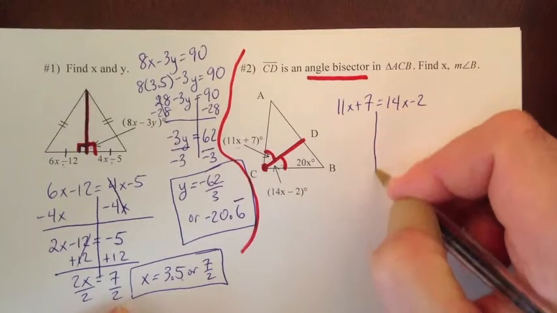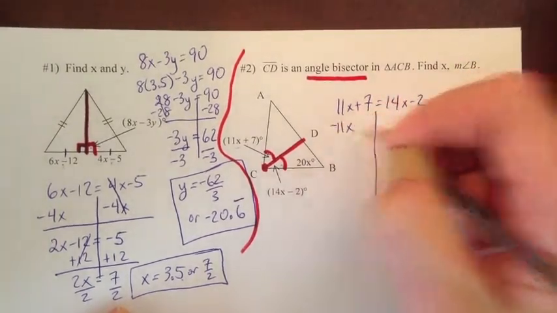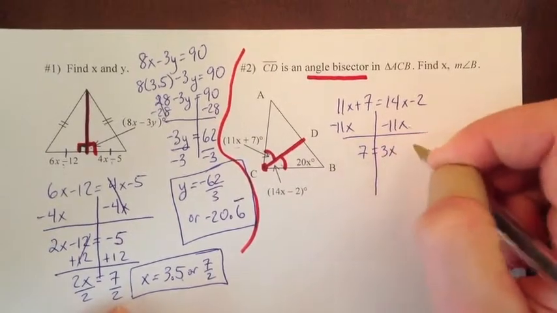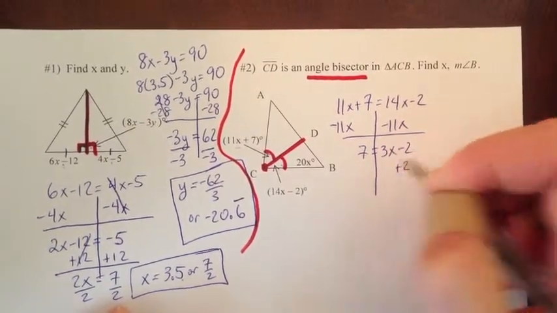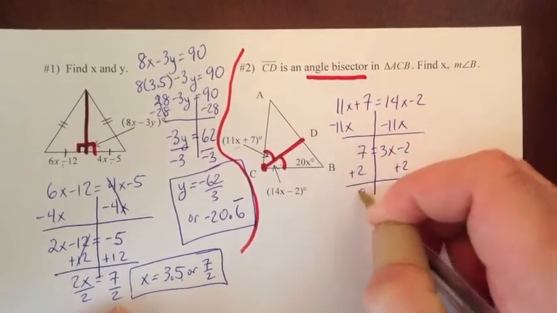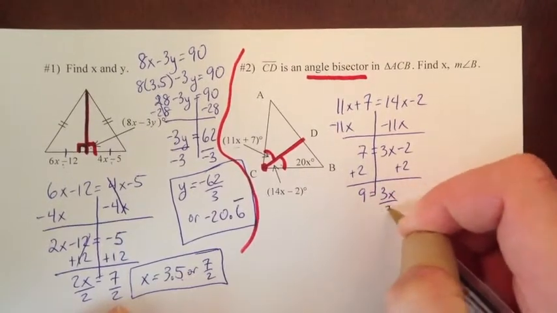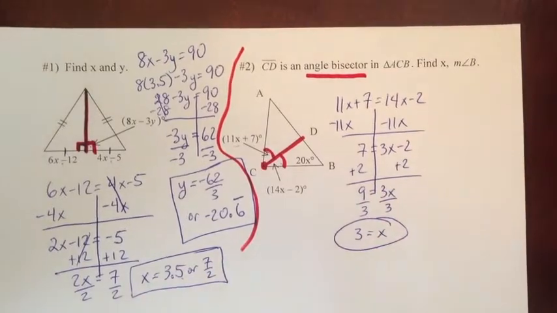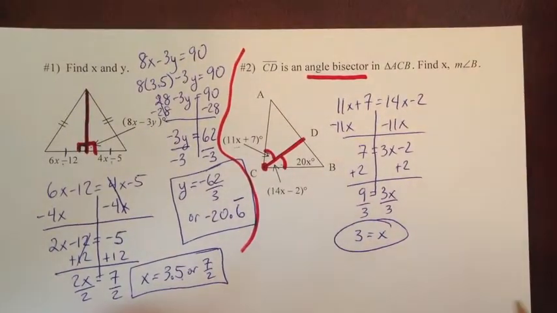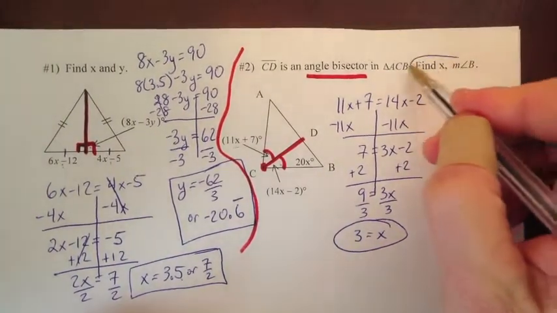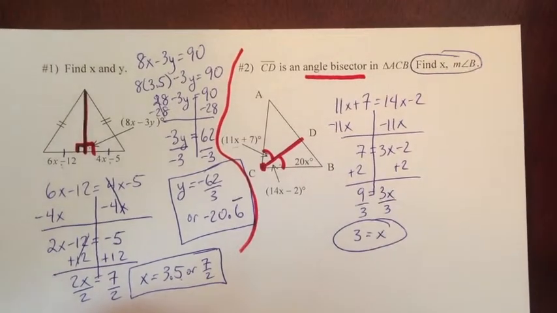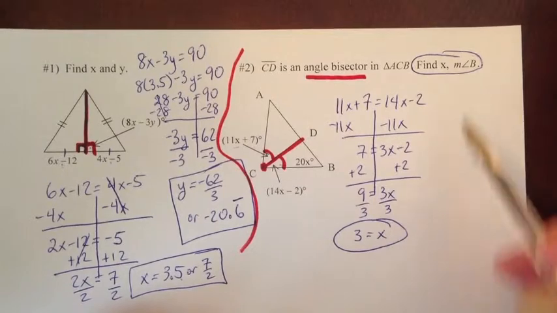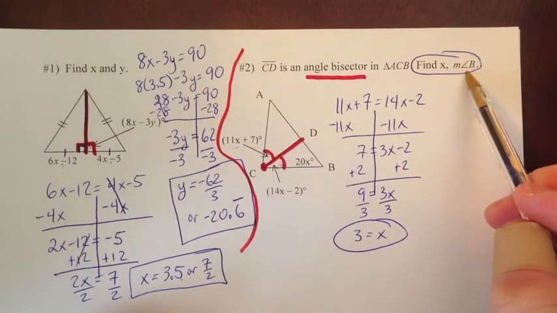Now what I'm going to do is I'm going to move the smaller variable, minus 11x. We get 7 equals 3x minus 2. We'll go plus 2. We get 9 equals 3x. Divide by 3. And x is equal to 3. Now before we congratulate ourselves, don't forget to answer the question. They say find x. Well, we got that. But they also say find the measure of angle B.